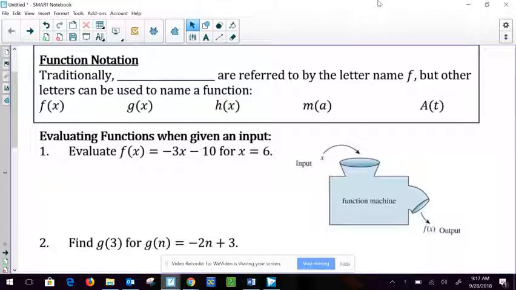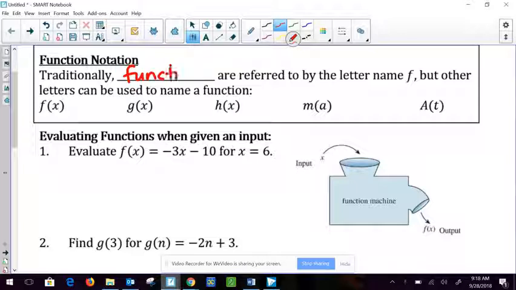Hi everybody, welcome back. Today we're going to be talking more about functions. Instead of looking at a table or a graph to figure out different values, we're going to be looking at equations. So when we're talking about function notation, traditionally functions are referred to by the letter f.